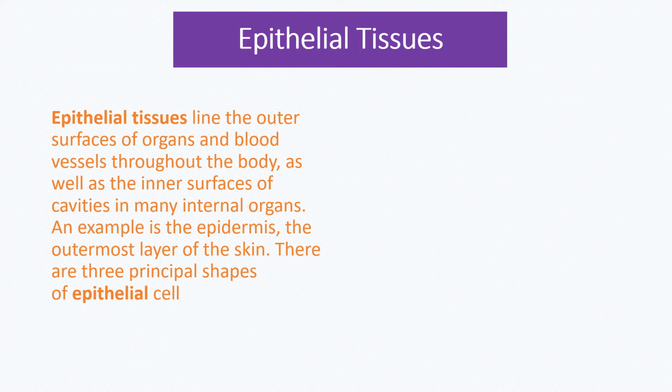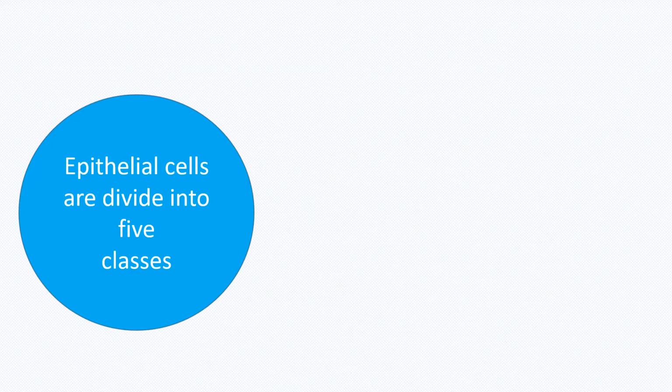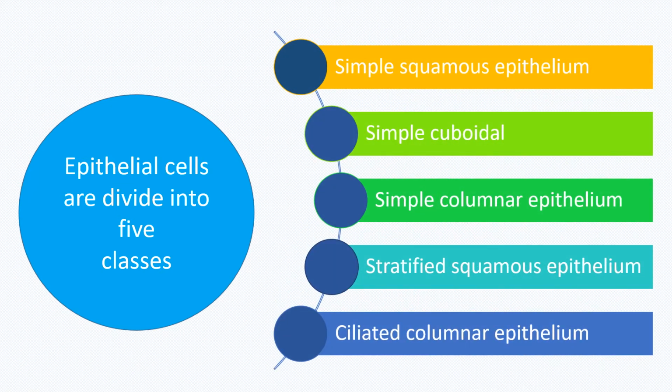These tissues are present throughout the body and they are made up of flat cells. These cells are tightly packed with each other. Do you know epithelial tissues are divided into 5 classes? The first is simple squamous epithelium, then simple cuboidal epithelium, simple columnar epithelium, stratified squamous epithelium, and ciliated columnar epithelium.